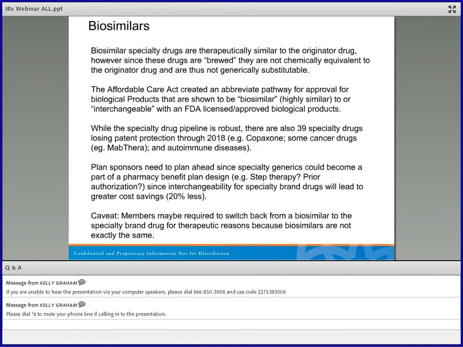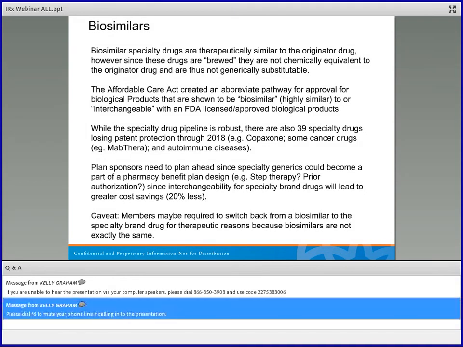As a plan sponsor, you really need to think ahead about these specialty generics or biosimilars as part of your plan design. Do you put a step therapy in or a prior auth? Because if there's a biosimilar and they take it, it could be 20% cheaper than the brand, but if they don't tolerate it for whatever reason, they may have to go back to the brand. Those are the things you need to be planning ahead for from a plan design standpoint when these biosimilars come to market. Because there's no way that employers can continue to pay.